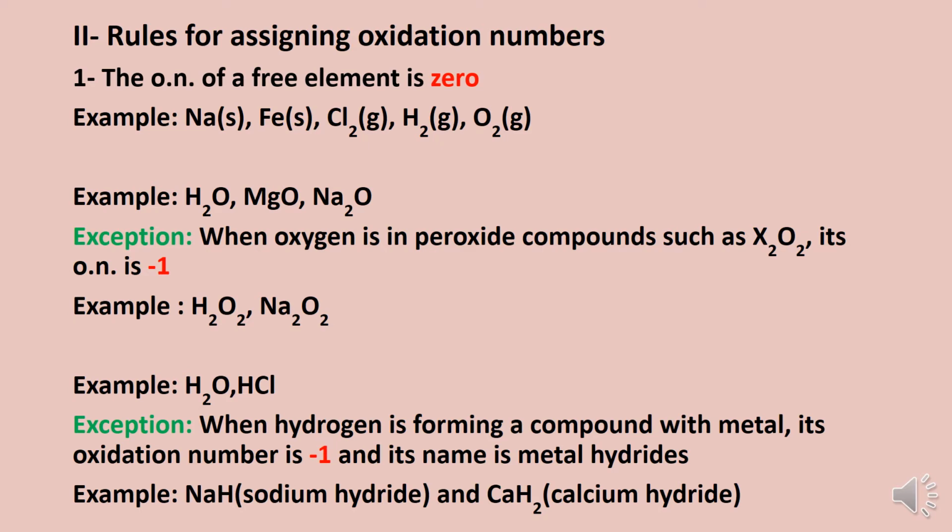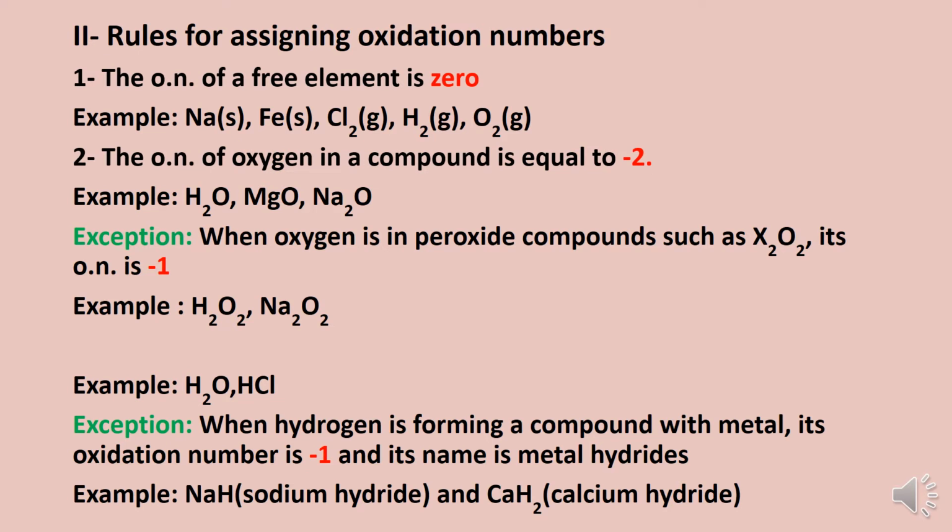The second rule is the oxidation number of oxygen in a compound is equal to -2. Example, H2O. Here the oxygen in H2O has an oxidation number of -2. The same for MgO. The oxidation number of oxygen in MgO is -2, and the same thing with sodium oxide. Its oxidation number is -2.